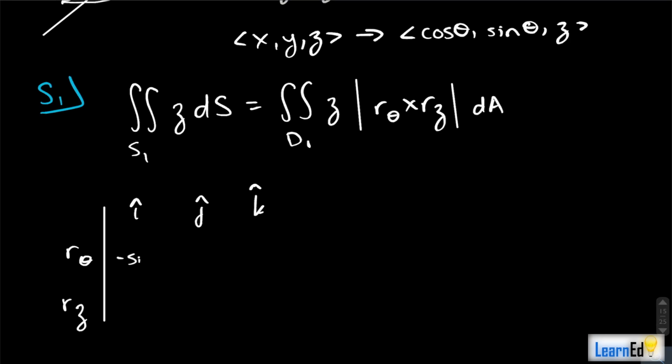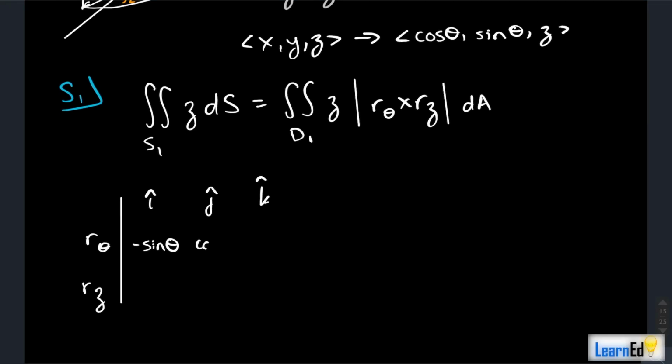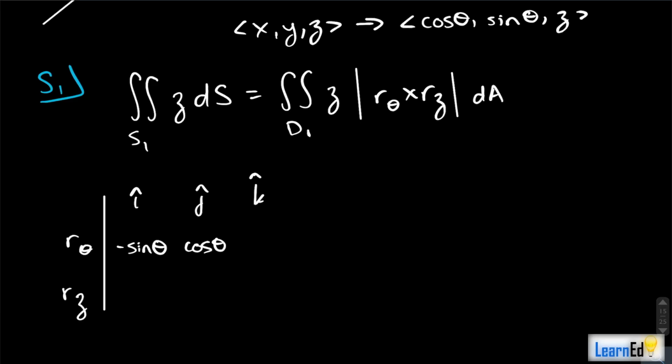So we would get sine theta for the x entry. We would get cosine theta for the y entry, and we would get 0 for the k hat entry. Now, for our z, well, we would just end up getting 0, 0, 1, right? The derivative of this would be 0, this would be 0, and that would be 1. Okay, so that's the idea there.